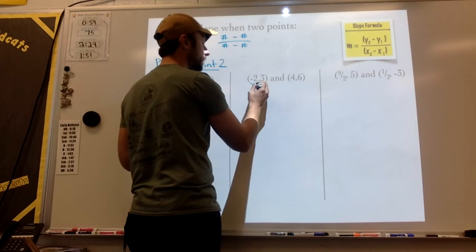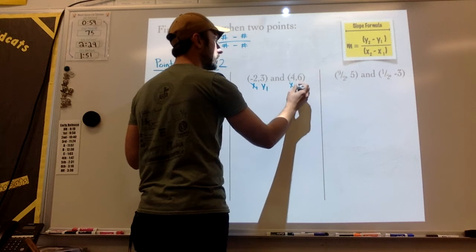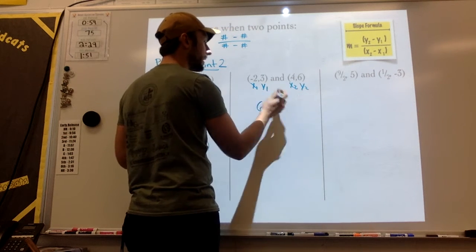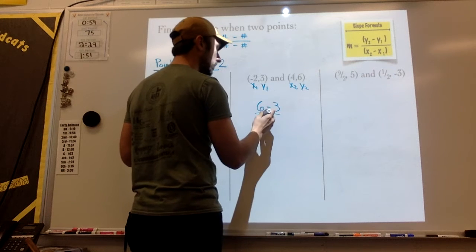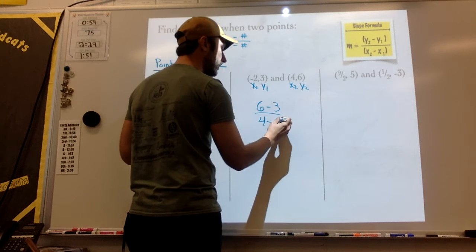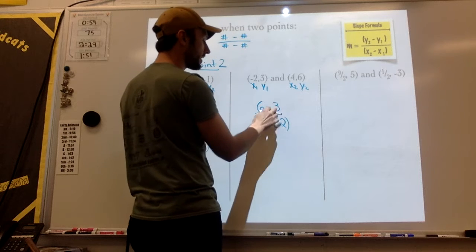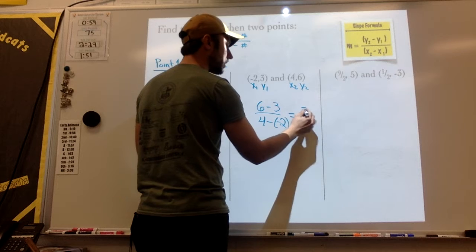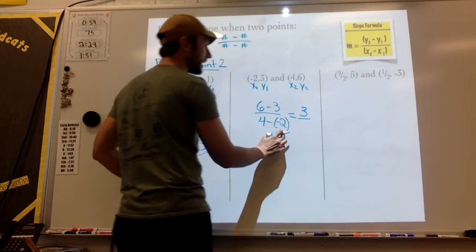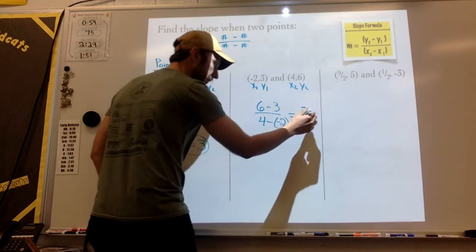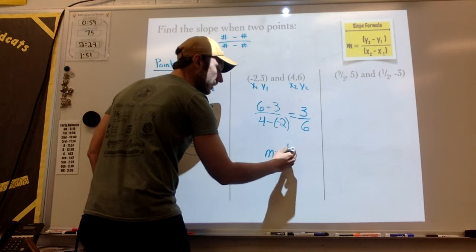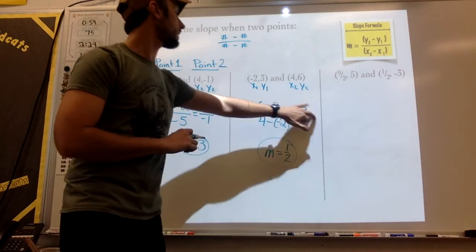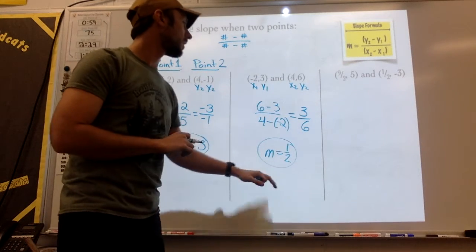Same thing here, x sub 1, y sub 1, x sub 2, y sub 2. I'll be left with 6 minus 3 all over 4 minus a -2. Once again, I'll always have a minus on there. 6 minus 3 is 3, and 4 minus a -2 is 6. So I can reduce that to say our slope is a +1/2.